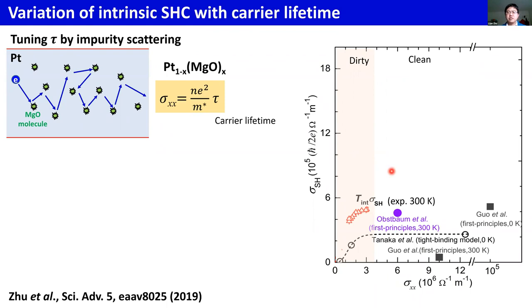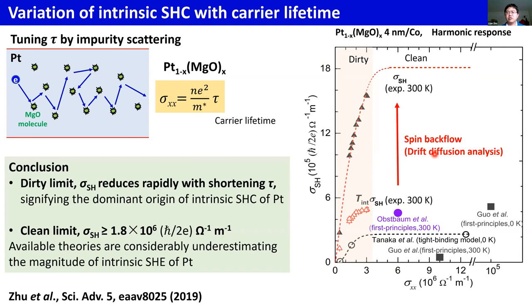If we further correct for the spin transparency due to spin backflow, according to the drift-diffusion analysis, we can determine the internal spin Hall conductivity, as plotted with the solid triangles here. We can see that the internal spin Hall conductivity decreases rapidly with shortened carrier lifetime, which signifies the dominant origin of the intrinsic spin Hall effect of platinum. In the clean limit, the spin Hall conductivity can be really high. It can reach around 1.8 times 10 to the 6, in units of ħ over 2e per ohm per meter. So we argue that available theories considerably underestimate the magnitude of the intrinsic spin Hall conductivity of platinum.